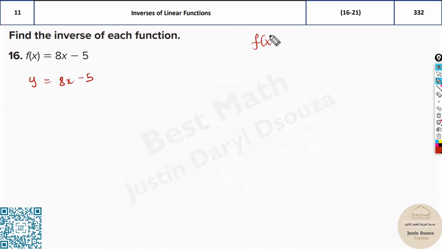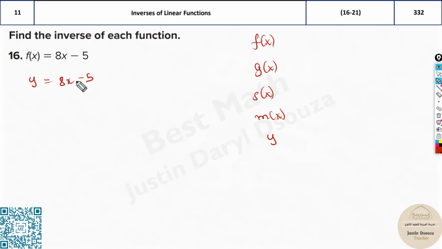Always remember, if you have been given f of x, g of x, s of x, anything like that, this all indicates they are y values. They are all the function of x, which is y.